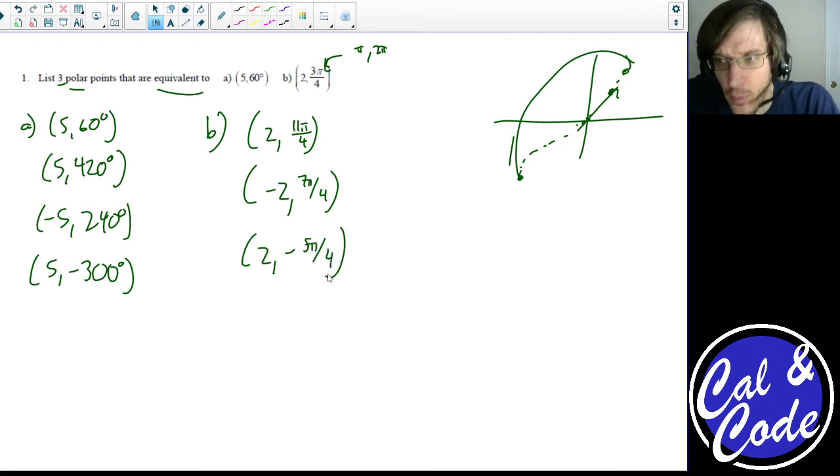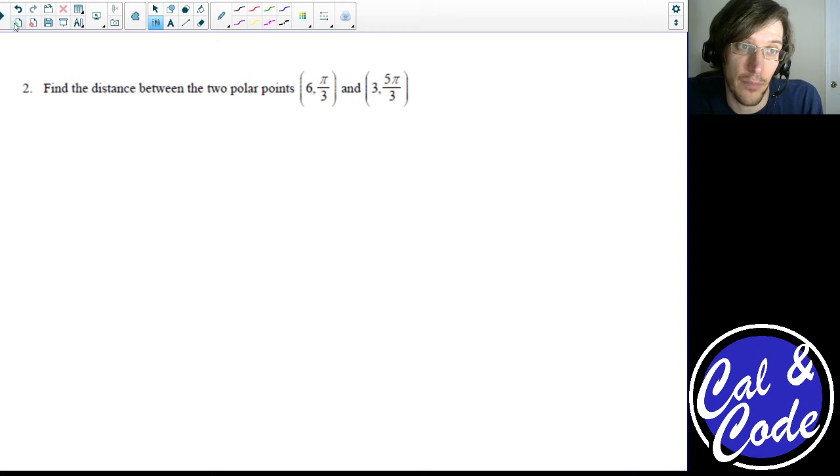So again, these are the ways that we can do this. Not too crazy. You do need to be able to know how to recognize or find points that are equivalent to another point. All right, now let's talk about finding polar distance.